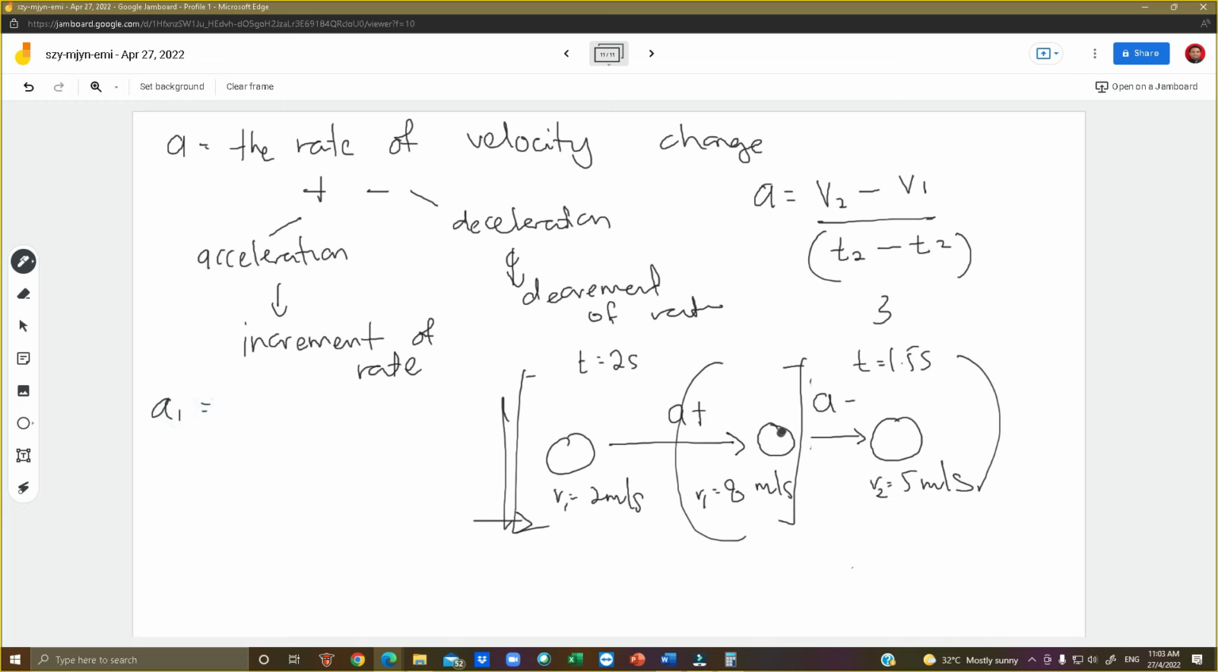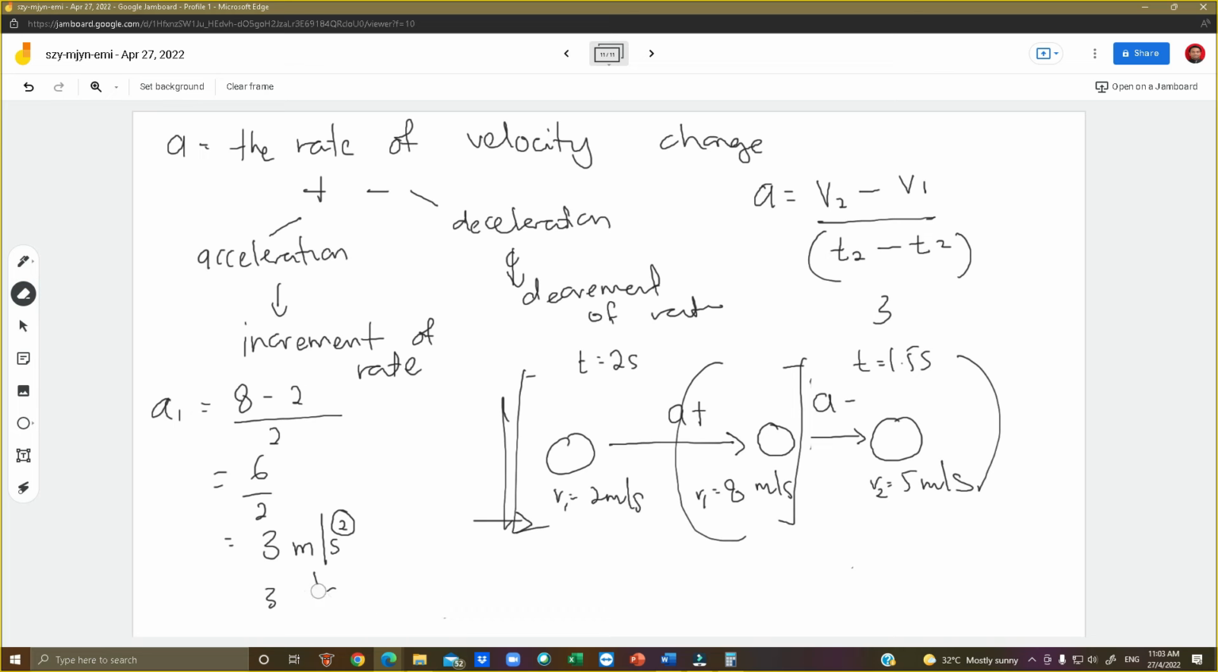Jadi kita kena ambil v2 yang ini. 8 minus 2 bahagi dengan time 2, which is 6 over 2, 3. Unit will be meter per second square. Don't forget this one. If you forget this one, you just put it as 3 meter per second. This is velocity. Okay, this is velocity. So don't forget square tu.